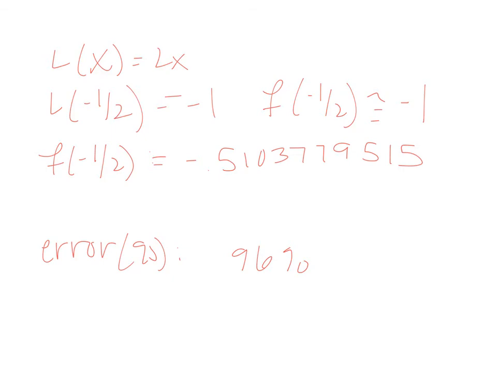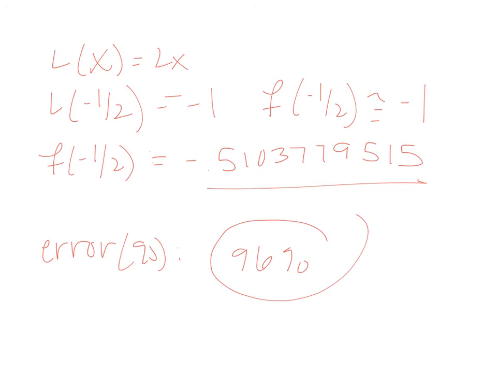So this is the value I get. f at -1/2 is -0.5103779, and the error is a whopping 96%. That's a huge error, but it makes sense. 0.51 is approximately half, 1 is double that, so it's almost 100% of the actual value's difference between the two. So it's a huge margin of error there, much bigger than the previous one.